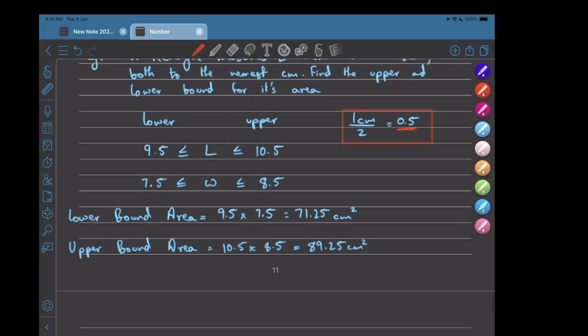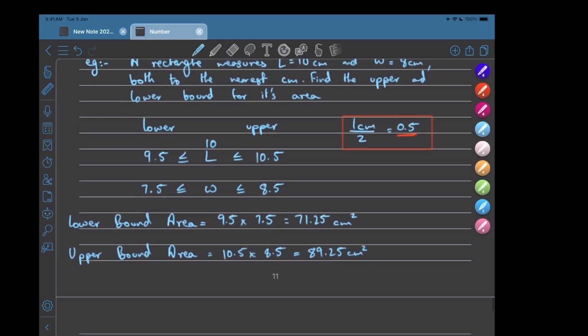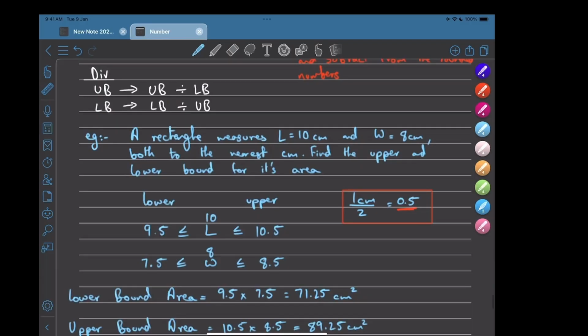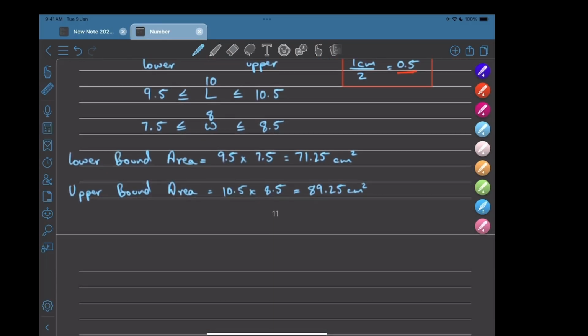All right, so in this case I found my lower bound and upper bound, which was over here. Let me just write the value. This was 10 and the width was 8. So I found the lower bound, I found the upper bound. And then the question stated, find the upper and lower bound of its area. Now I found the lower bound of the area, which is: I took the lower bound multiplied by the lower bound, which was 9.5 multiplied by 7.5, and then the upper bound area was 10.5 and 8.5 here and here.